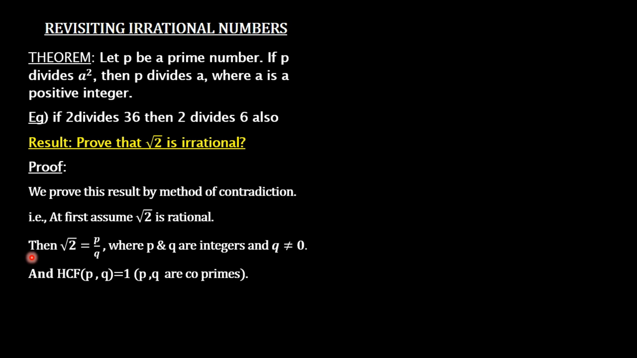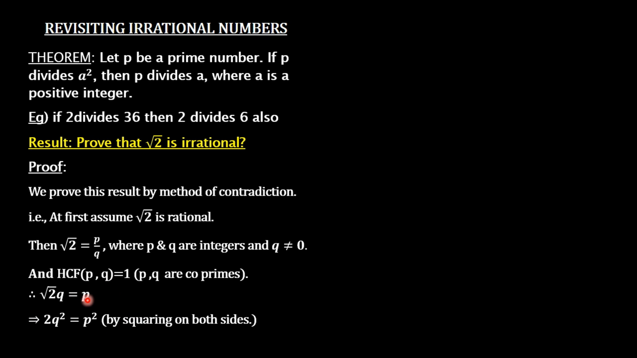So here P and Q are co-primes, that is, the highest common factor of P and Q is 1. In other words, there are no common factors among P and Q other than 1. Then, what is next? We take Q to the left side, then root 2 Q equals P. Then squaring on both sides, what do we get? 2Q square equals P square.